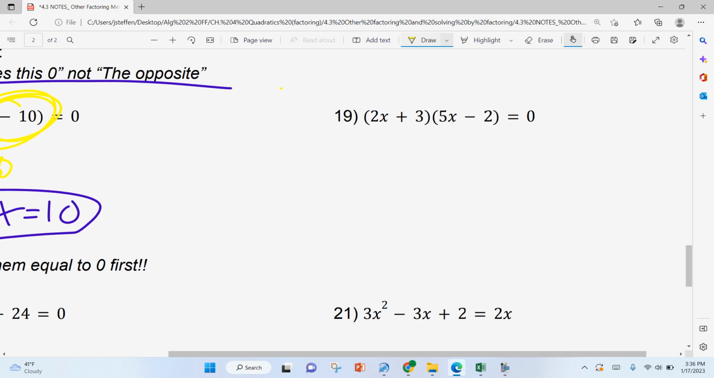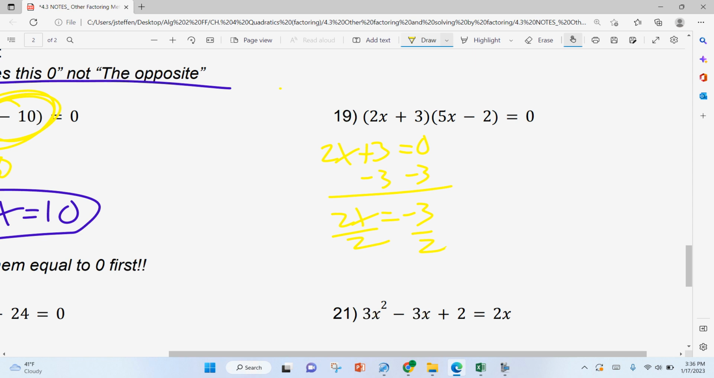So the reason is, again, for these, most of you guys shouldn't and can't do this in your head. So we have 2x plus 3 is equal to 0. So I would just show your work and do it the long way. Subtract 3. 2x is equal to negative 3. Divide by 2. We get x is equal to negative 3 over 2, which is fine.